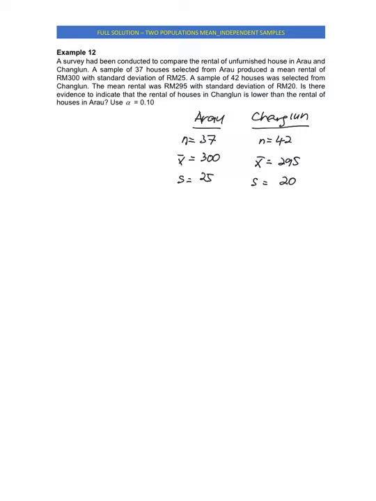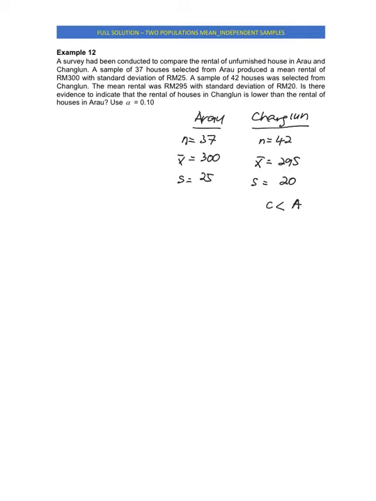Is there evidence to indicate that the rental of houses in Changlun is lower than rental of houses in Arau? So they want to test whether Changlun is less than Arau. Before that, in this case the population variance or population standard deviation are unknown, right? Because we only have information on the sample.